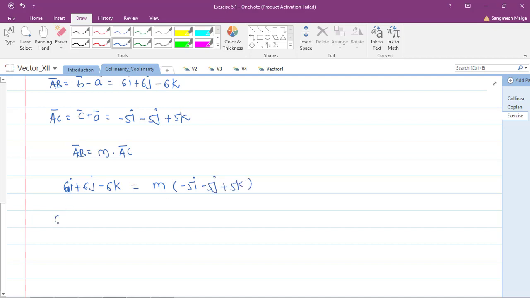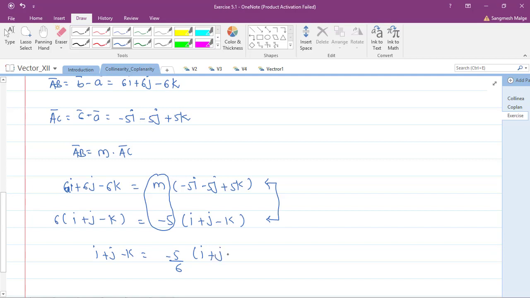Okay, so take 6 common from this side: 6 times (i plus j minus k) equals, and from the second vector take minus 5 common: m times minus 5 times (i plus j minus k). Now if you compare these two vectors, what is the value of m? m is equal to minus 5, but I want the LHS to be equal to the RHS. So take that 6 on this side, and you have (i plus j minus k) equals minus 5 by 6 times (i plus j minus k).